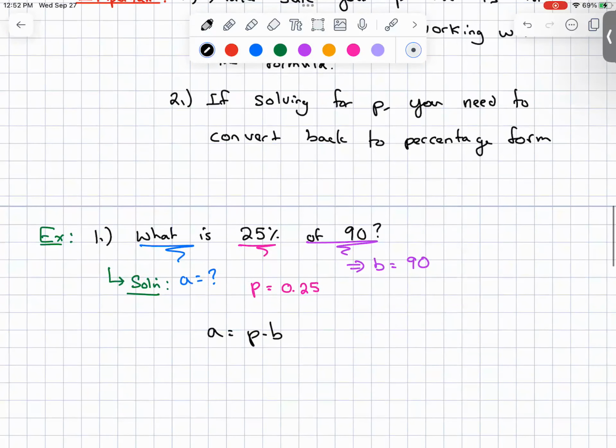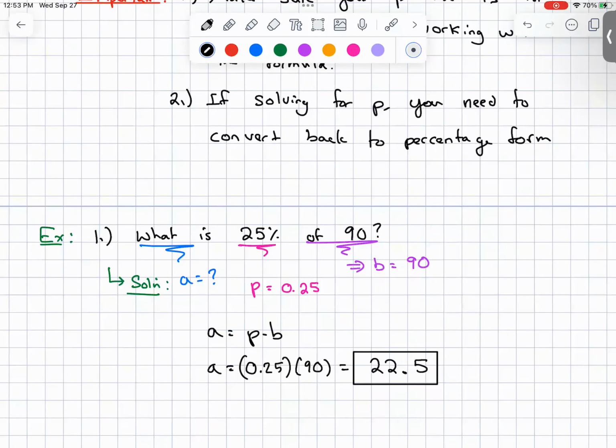So we don't know what A is. We know what P is, it's 0.25, and B is 90. If we plug this into our calculator, or do it by hand, either way, you're going to get 22.5. Any questions on that? So setting up your equation is kind of key if you want to use the formula.